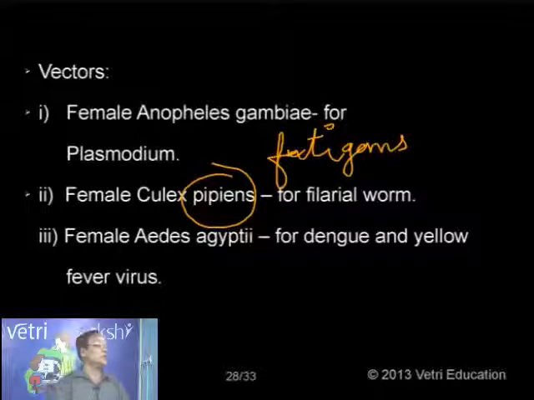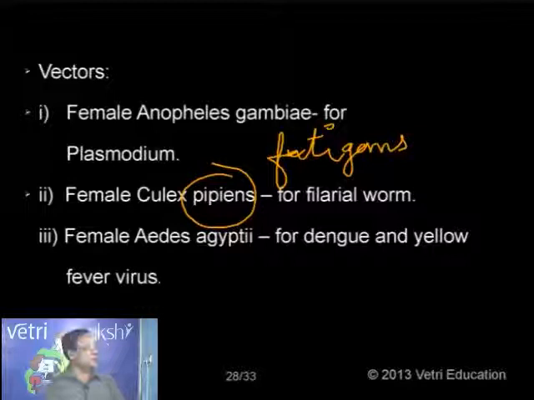The reason for that one, they have modified mouthparts. The mouthparts get modified into a needle-like structure, what is called a proboscis. That proboscis is used for piercing and sucking the blood. But in the case of male, there is no such modification so that they cannot have the ability of sucking the blood. That is why the males are not able to transmit the disease.